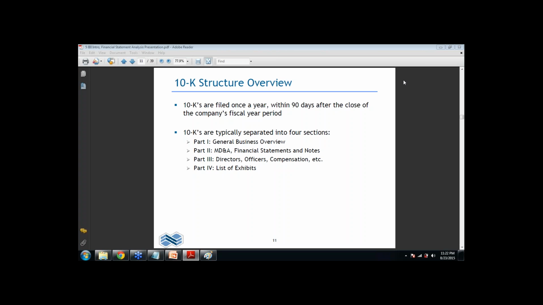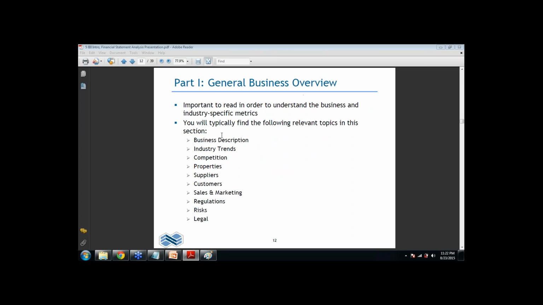The first section, wherein we have the general business overview. Again, do you see there is a format for every section? There is a format. We just have to fill out the details as an organization. For example, your business description, what is the industry trend, what is the competition that exists in your business, what are the properties that you have, who are your suppliers, who are your customers, what is the sales and marketing that you're doing, how you're doing it, what are the regulations that you're following, what is the risk in your company, and then the legal details of your company. All this information has to be entered, and this comes under the general business overview.